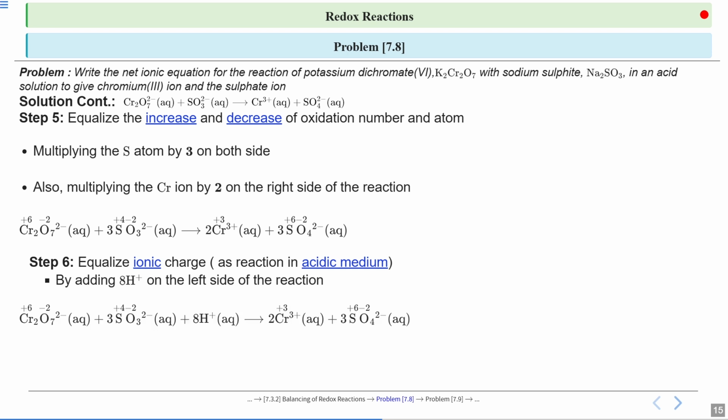How have we calculated it? We have calculated it by understanding the change in the oxidation number and the ionic charge between the reactant and product. In order to equalize the ionic charge, we have added the 8 H positive ions onto the reactant side, and now our chemical equation turns out to be Cr2O7 2 negative plus 3SO3 2 negative plus 8 H positive ion gives 2Cr3 positive plus 3SO4 2 negative, and all these are present in the aqueous state.